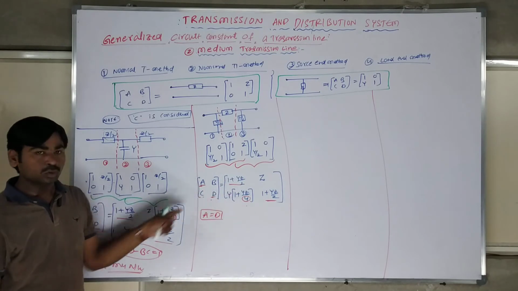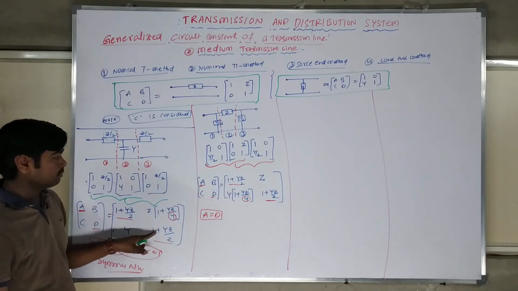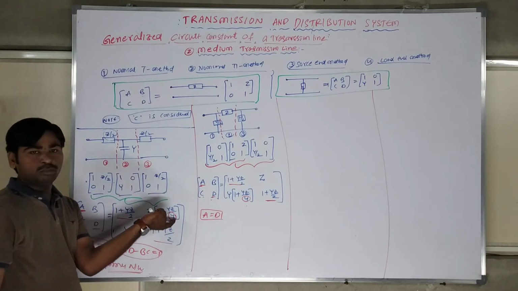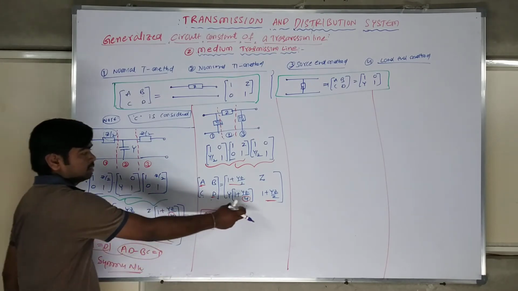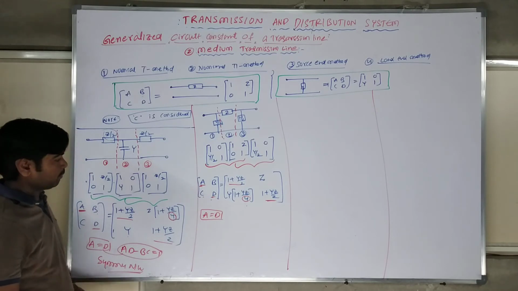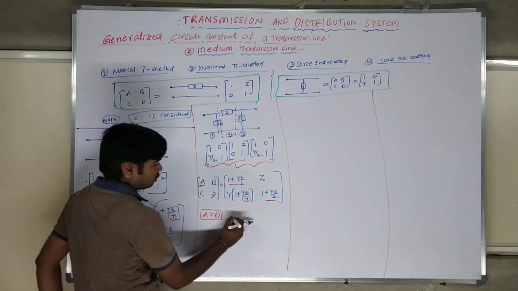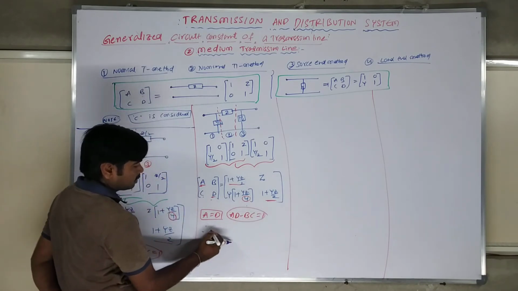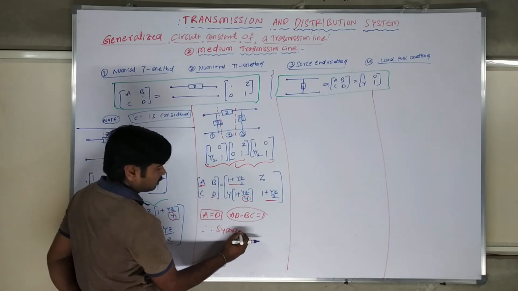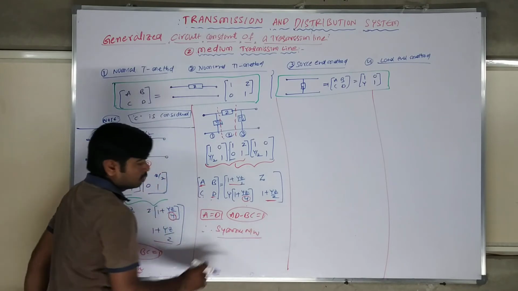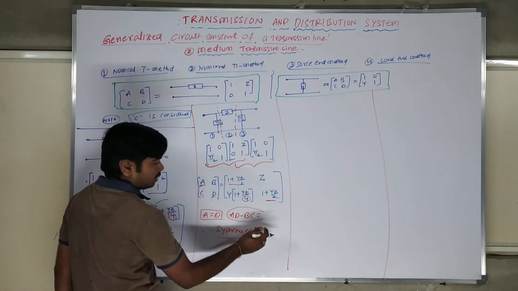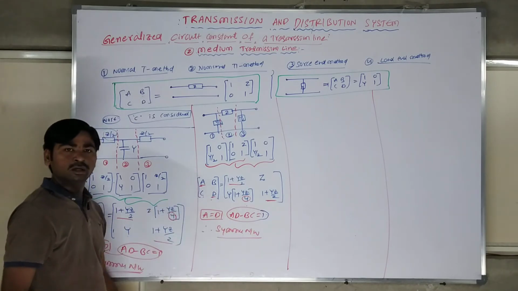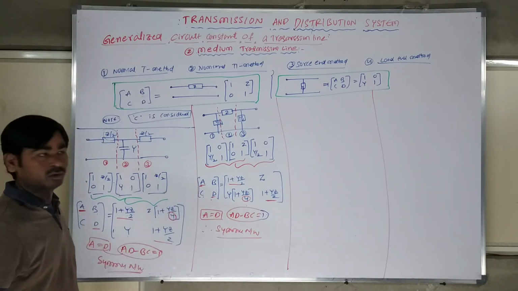If you compare these two, the A value and D value will be the same. This component should be exchanged here: in nominal T it is the right part arm, in nominal pi it is the left part down arm. In this also, if you do AD minus BC you are getting 1. Therefore this is also a symmetrical network. Those who have a doubt whether AD minus BC is equal to 1 or not, please do the multiplication. If you are not getting that answer, please write to my mail ID and I will reply to you.